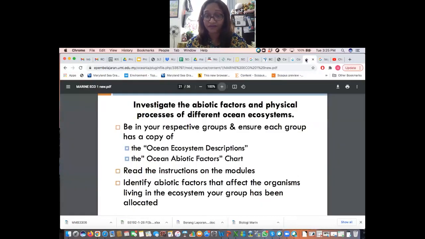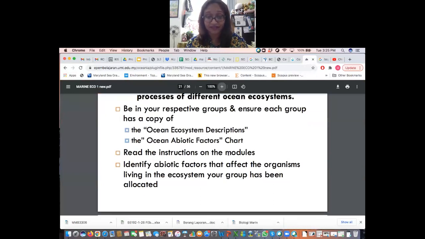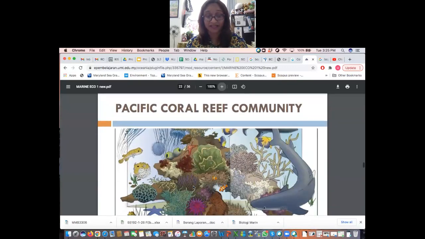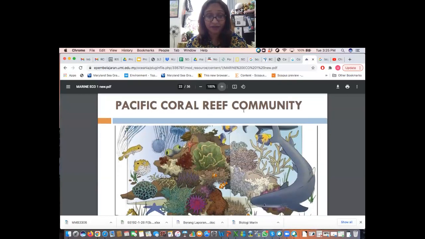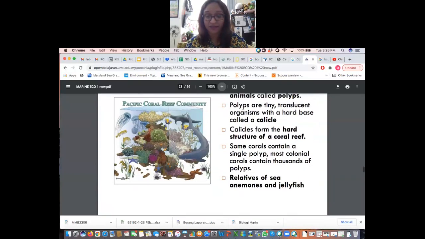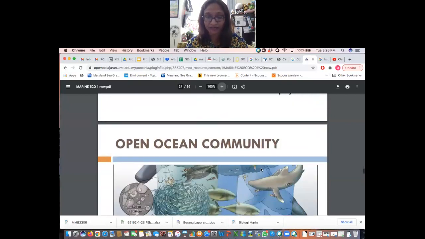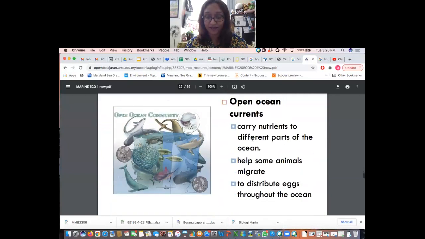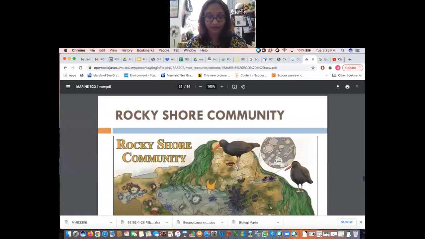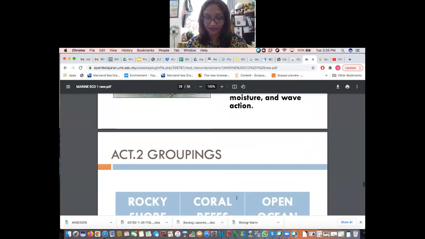What you have to do later is read the instructions on the modules and identify abiotic factors that affect the organisms living in the ecosystem your group has been allocated. For this second activity, you have the Pacific Coral Reef Community, with a little short write-up. You have the Open Ocean Community, with a short description. And also the Rocky Shore Community, with another short description.